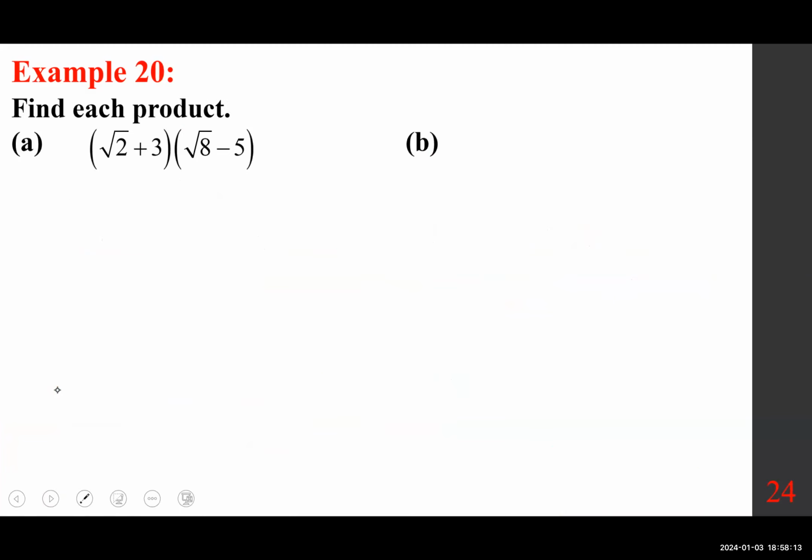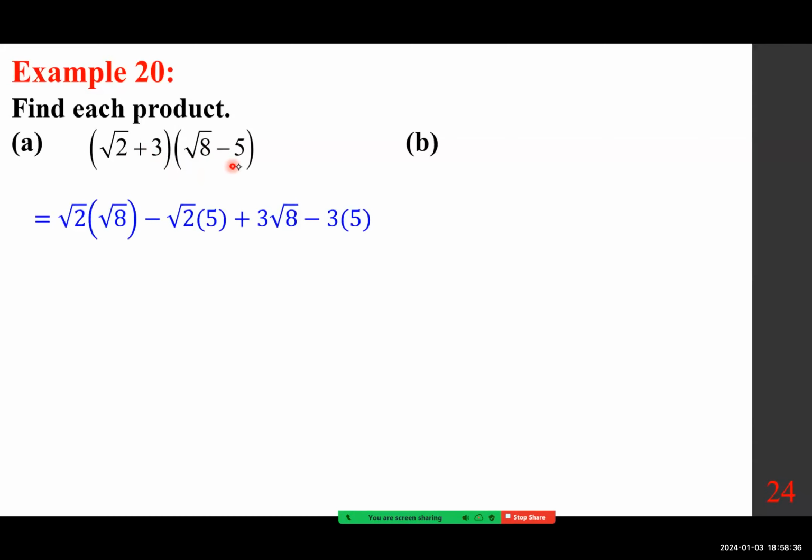We want to find the product, and all we have to do is FOIL. So multiply these two, square root of 2 times square root of 8. Multiply this 2 square root of 2 times -5, these two 3 times square root of 8, these two 3 times -5. As you know, this is 16, and this is -15. Now, square root of 16 comes out as 4. This is square root of 16, okay? So this comes out as 4, and this is 6 square root of 2.